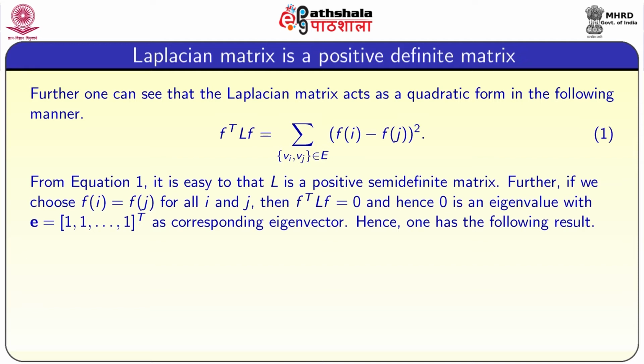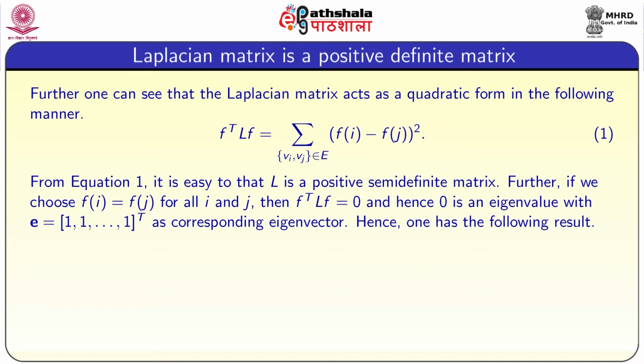Further, if you choose f(i) equal to f(j) for all i and j, then from equation 1 it is easy to see that f transpose L f is equal to 0. Hence, 0 is an eigenvalue with e equal to [1 1 ... 1] transpose, that is, the vector with all ones, as a corresponding eigenvector. Hence, we have the following result.